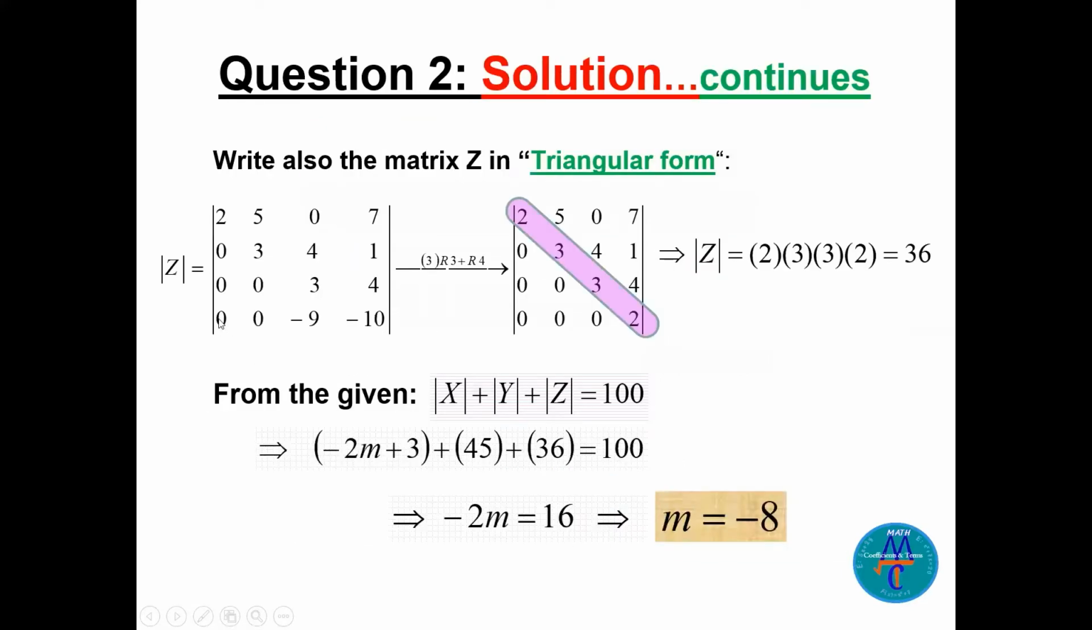Now let's continue. Now the determinant of Z, the third matrix, 4 by 4. All we have to do is a little change here. You see this minus 9? Multiply by 3 to make it triangular form. Then you multiply 2 times 3 times 3 times 2, it will be 36. Now from the given, the sum of the three determinants is equal to 100. So minus 2m plus 3 plus 45 plus 36 is equal to 100. Minus 2m is equal to 16. Subtract on the other side, m will be minus 8.